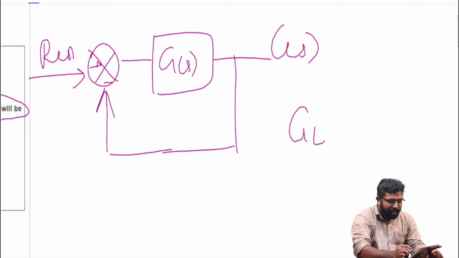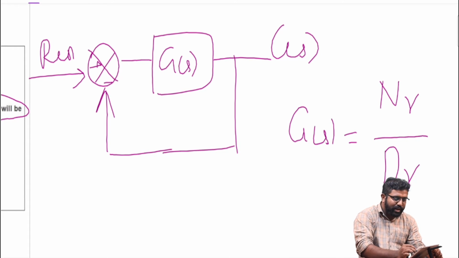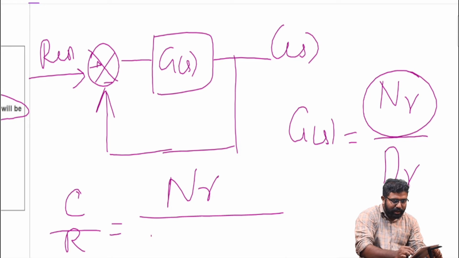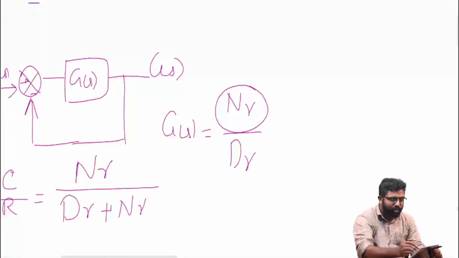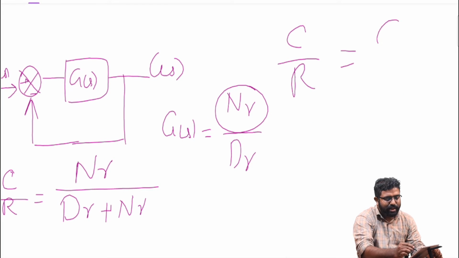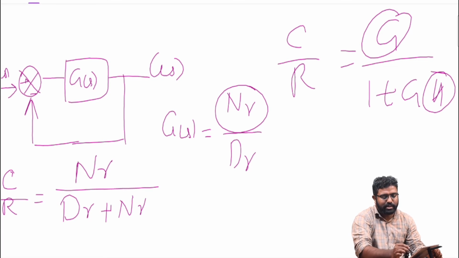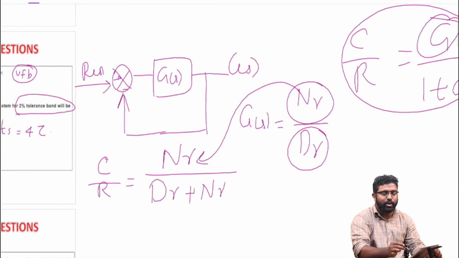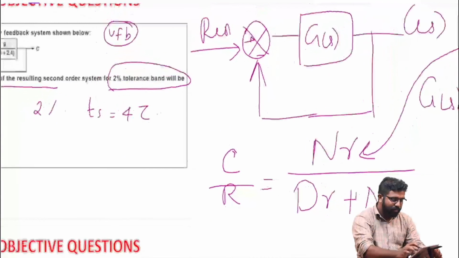If G of S has a transfer function in numerator-denominator form, then the shortcut to find the closed loop transfer function C by R is to write the same numerator and substitute denominator plus numerator. Otherwise, you need to find C by R equal to G divided by 1 plus GH, substituting G, multiplying with GH, and solving to get the transfer function. But the shortcut is keeping the numerator as it is and summing the denominator and the numerator.